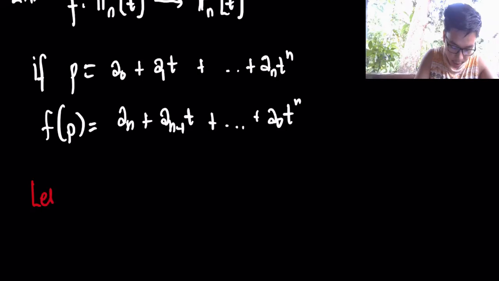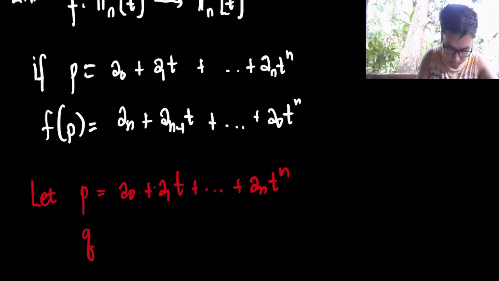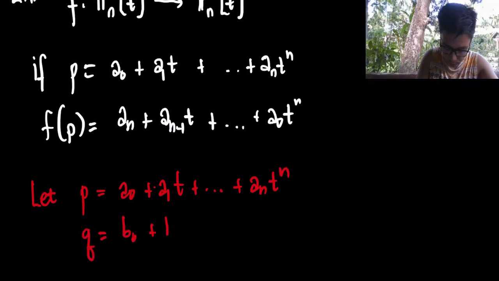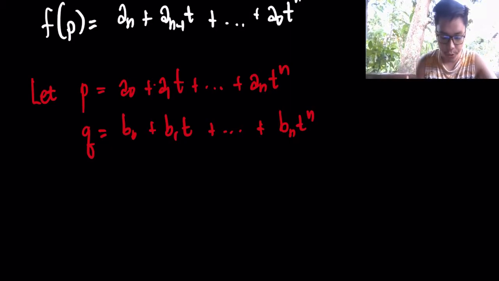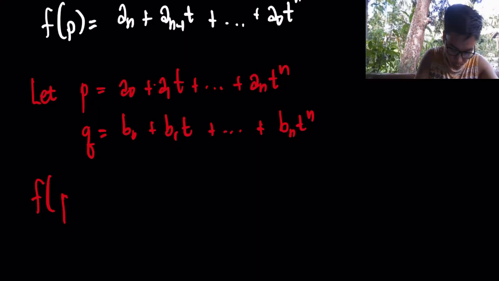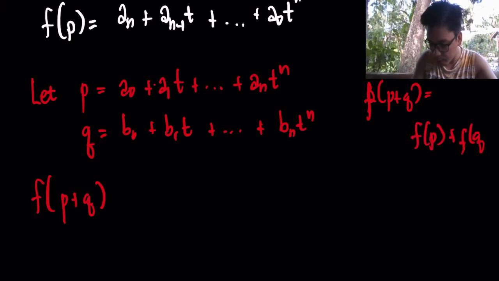So let p be this one, and let q be this one. So to show that condition 1 is satisfied, we will have to show that f of p plus q, so our goal here is f of p plus q, we can simply extract that to f of p plus f of q.